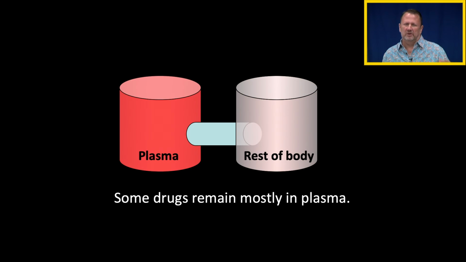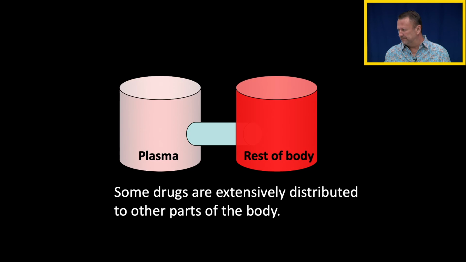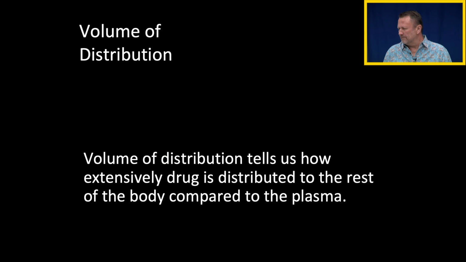Some drugs are going to remain mostly in the plasma. So if I put the drug in the plasma, it doesn't go to the rest of the body. It stays in the plasma. Then there's a very small volume of distribution. If I put the drug in plasma and it's extensively distributed to the rest of the body and not much of it remains in plasma, I have a very large volume of distribution.